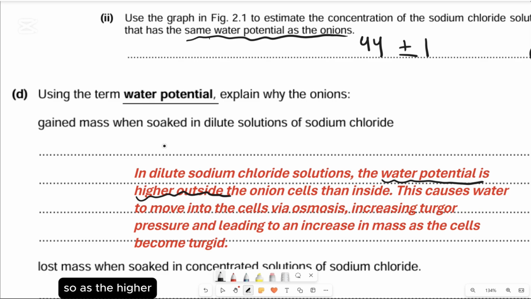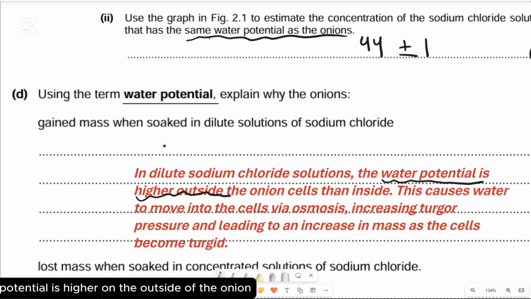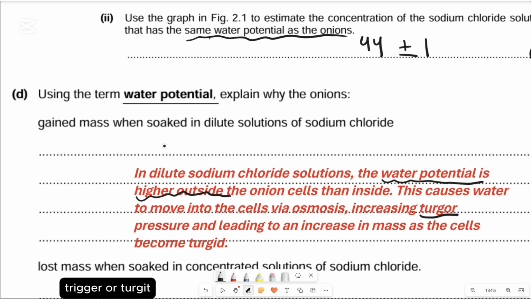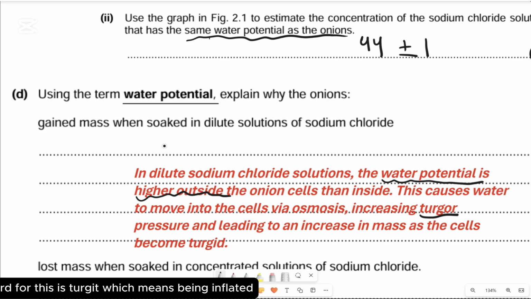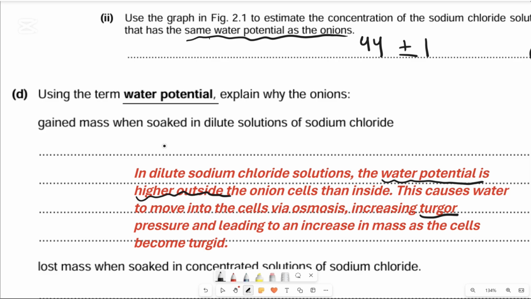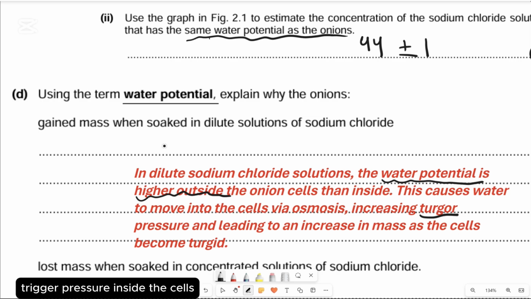As the water potential is higher on the outside of the onion, water would move towards the onion cells, which would cause the cell to get inflated, or in proper words, turgid. The word turgid means being inflated. So this would increase the turgor pressure inside the cells, and this would lead to an increase in mass of the cells as they become bigger or turgid.